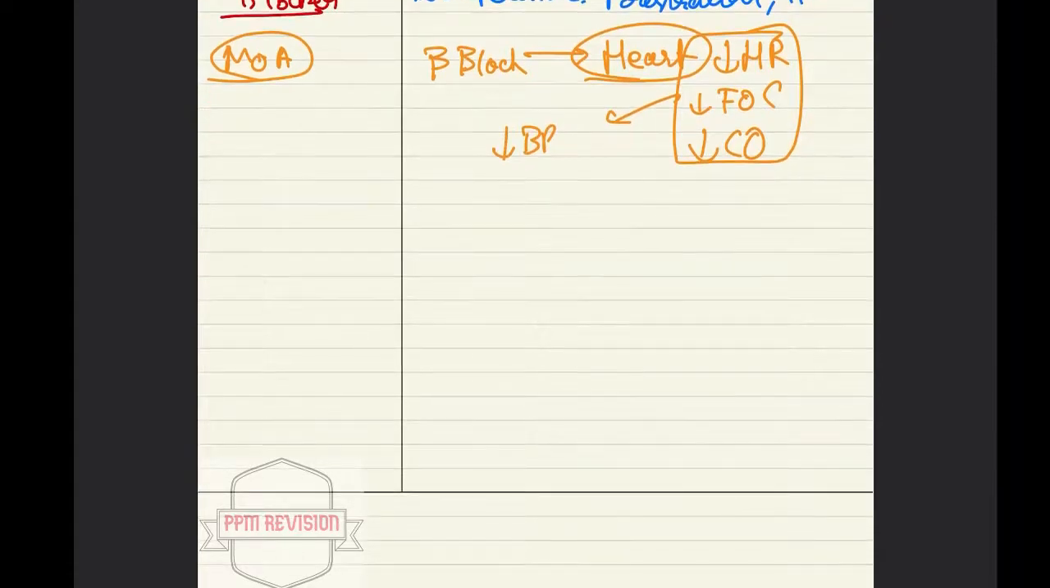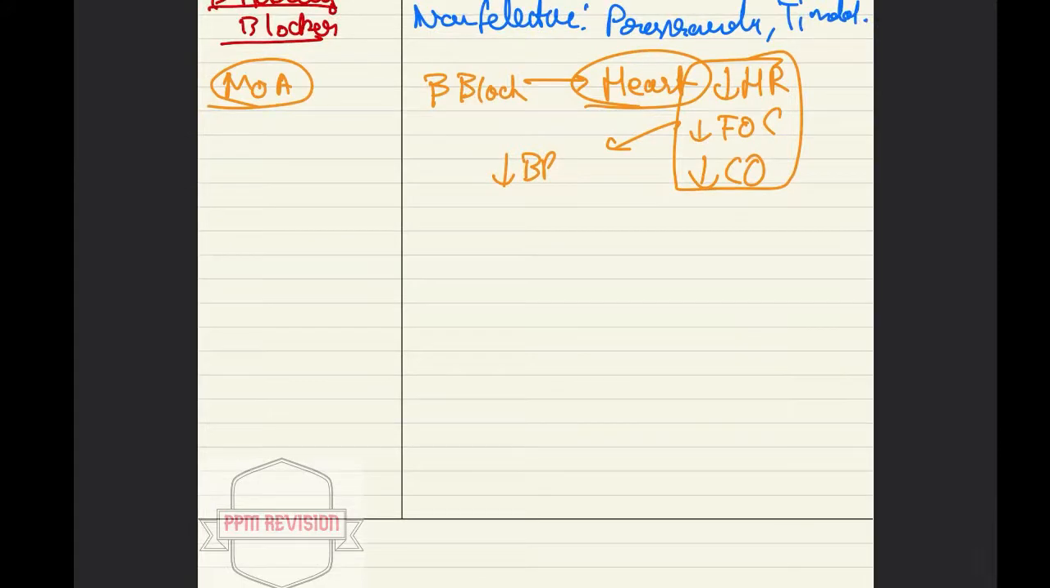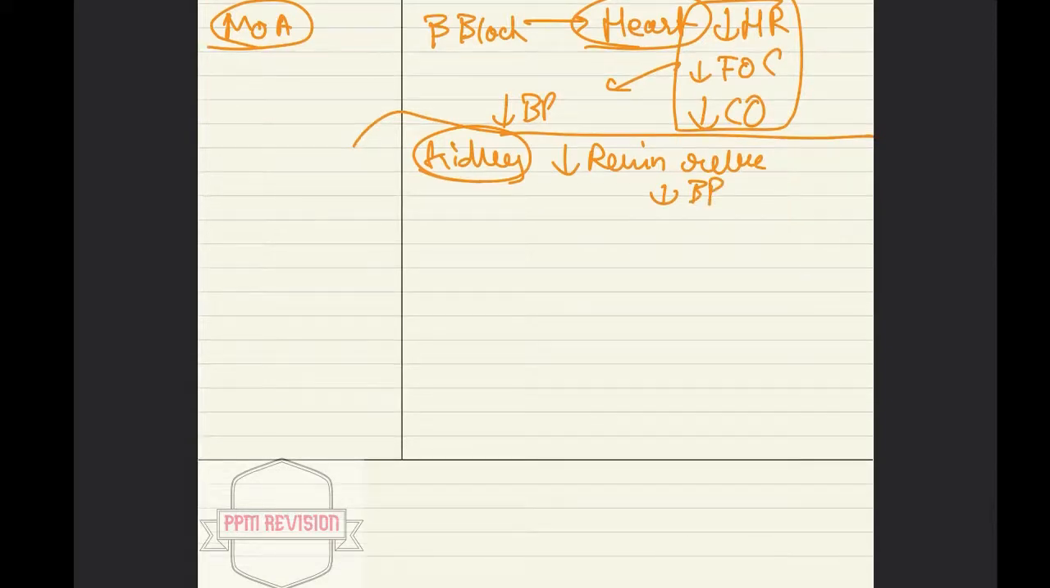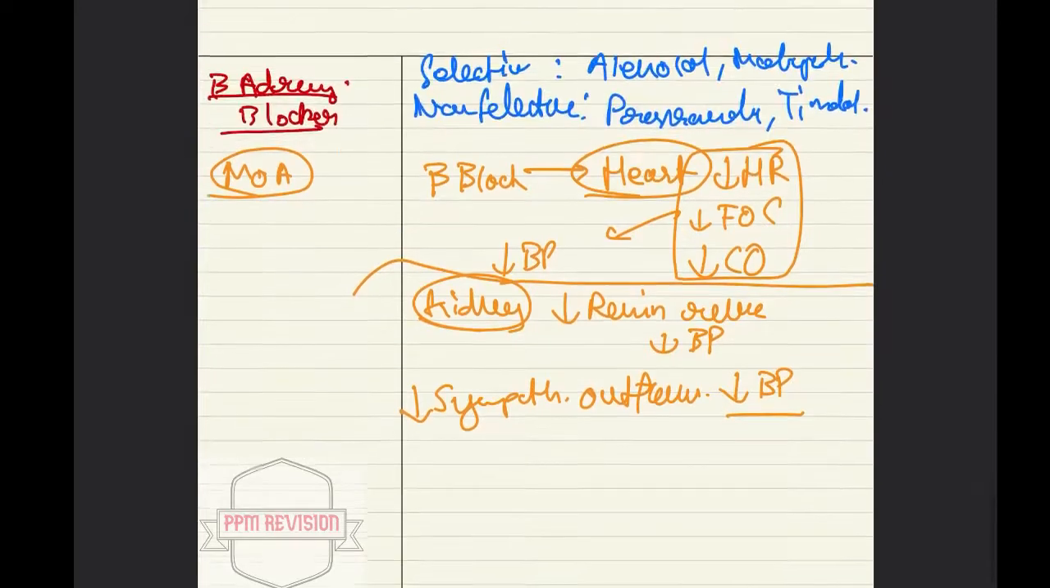Next, looking at the action on the kidney, it decreases the renin release, and ultimately causes a decrease in BP. And looking at the sympathetic outflow, it also decreases the sympathetic outflow. Because of the decrease in sympathetic outflow, there's also a decrease in the blood pressure. So this is the major mechanism of action.